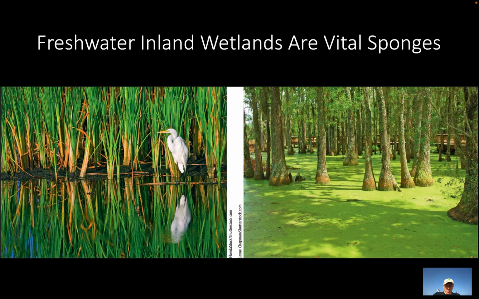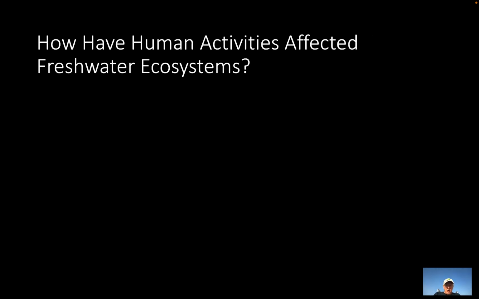Okay, so these, like I mentioned before, are vital sponges for you. These inland wetlands are going to cut down on your flooding because they're going to absorb this water if we let them. And this is a picture of it. You can picture these areas just covered in water.